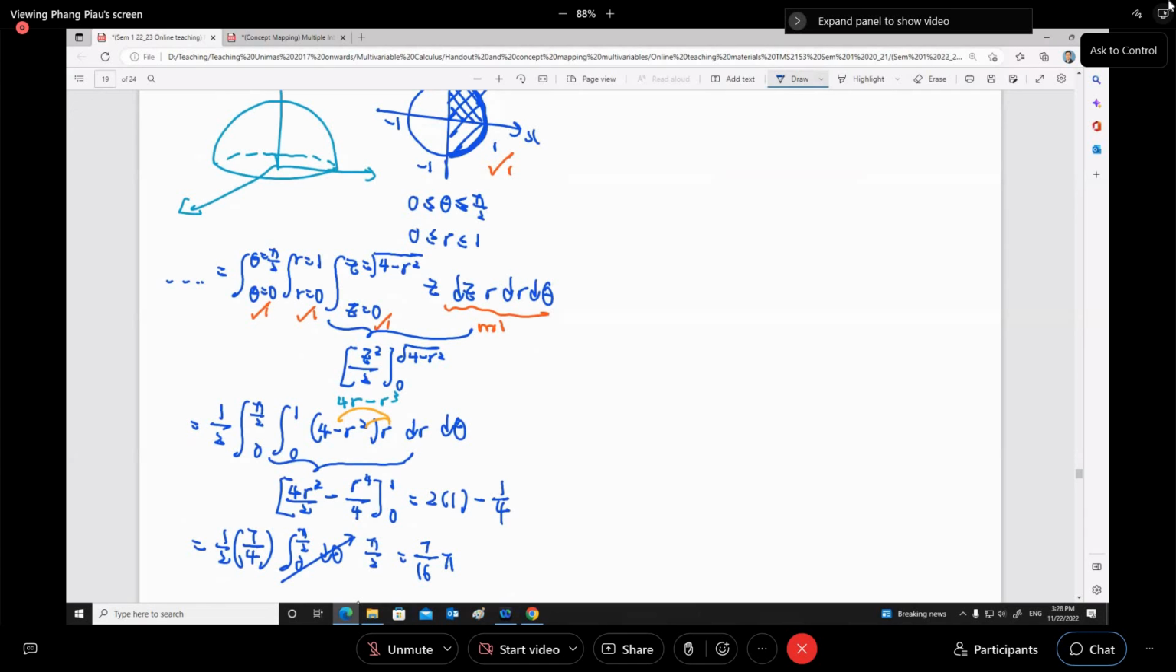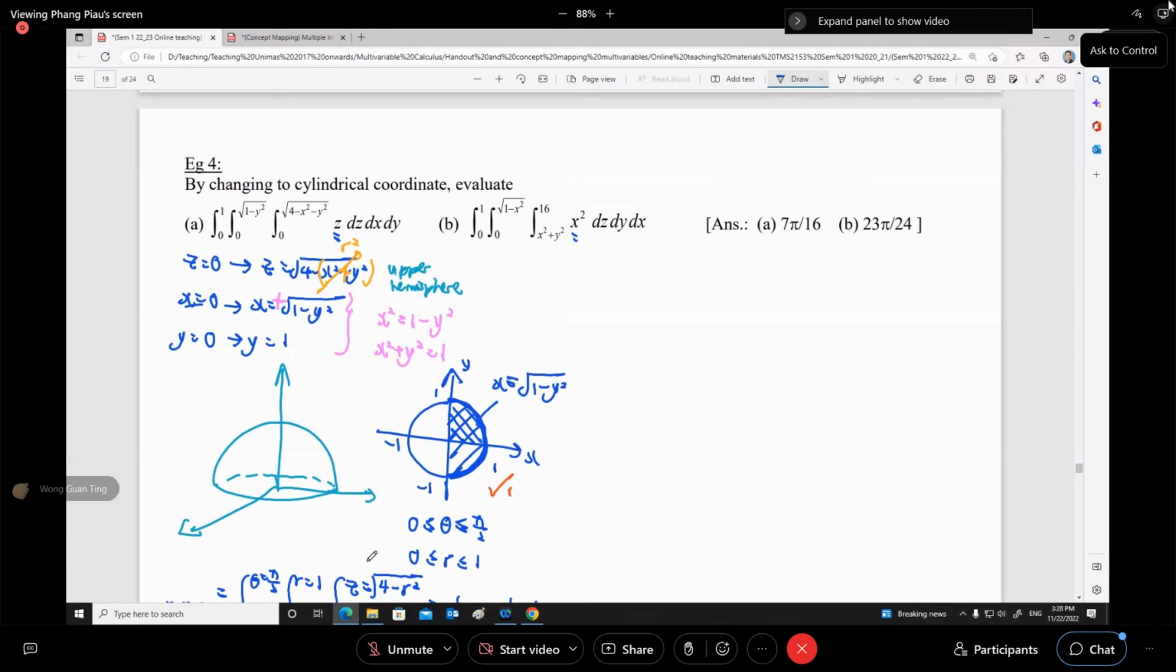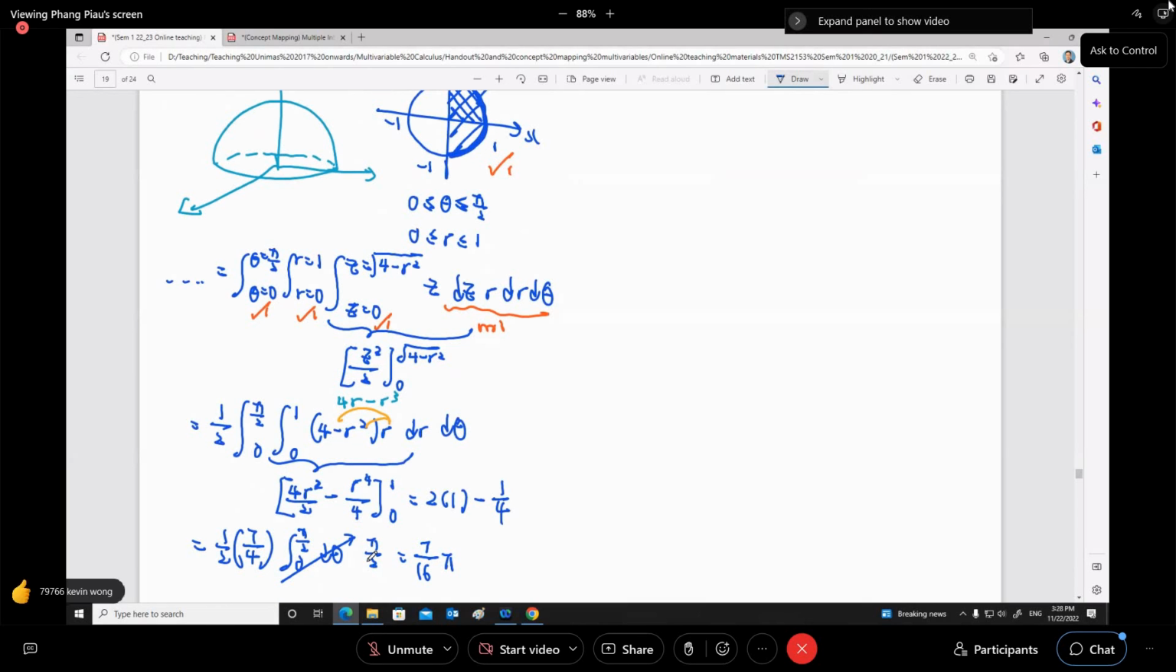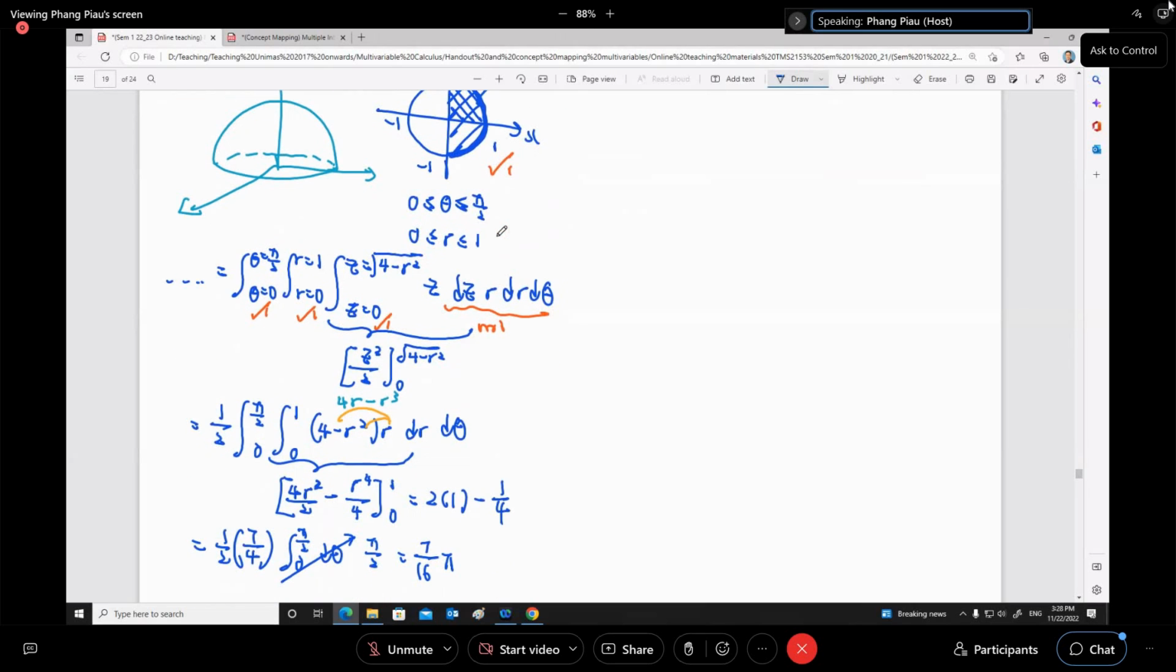Is that okay? Any question on this? I will most probably stop after this question. After this example, I'm not going to go for B. We discuss it this coming Thursday. Is that okay? So any question on this?